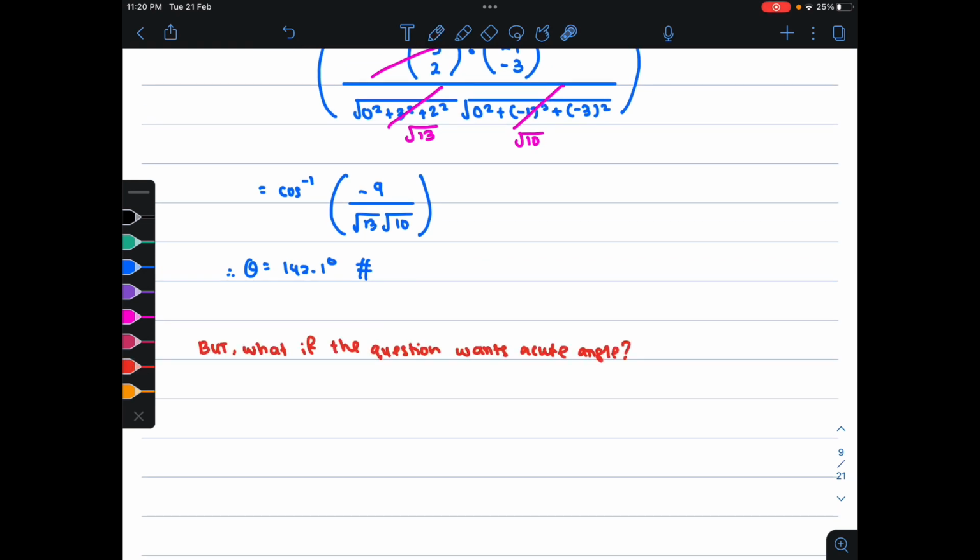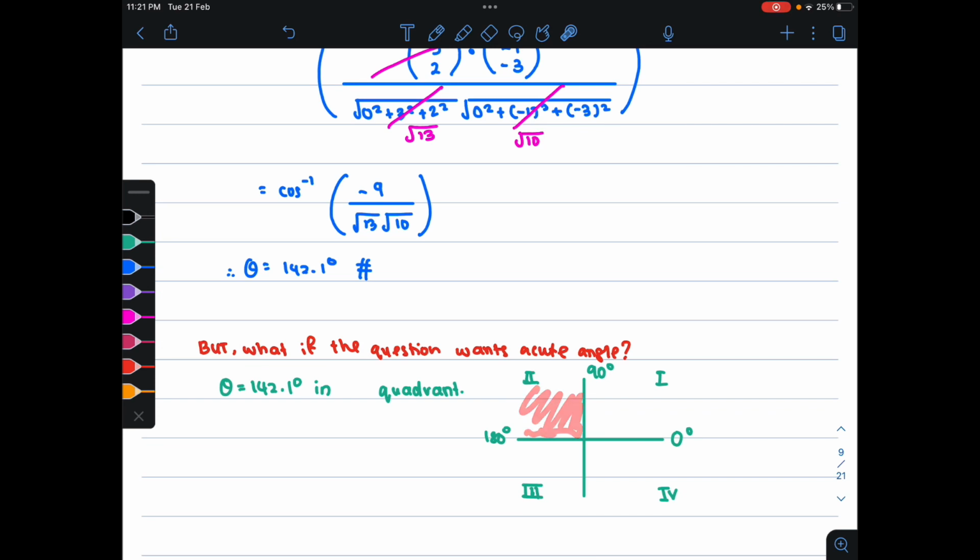But what if the question wants the acute angle, but you only have theta as 142.1 degrees, which is definitely bigger than 90 degrees? So what you're going to do is, you need to make sure where this angle is in the quadrant. Therefore, 142.1 degrees is somewhere in between 90 and 180. Therefore, this angle theta here is in the second quadrant.